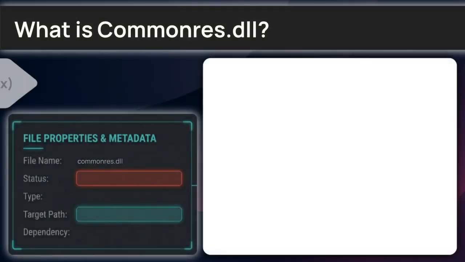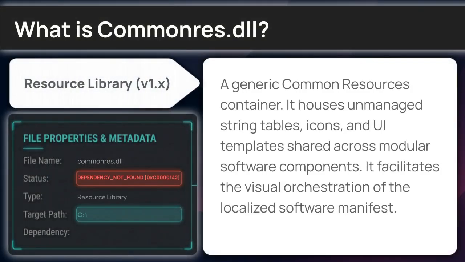This is the commonres library, a generic common resources container. It houses unmanaged string tables, icons, and UI templates shared across modular software components. It facilitates the visual orchestration of the localized software manifest.